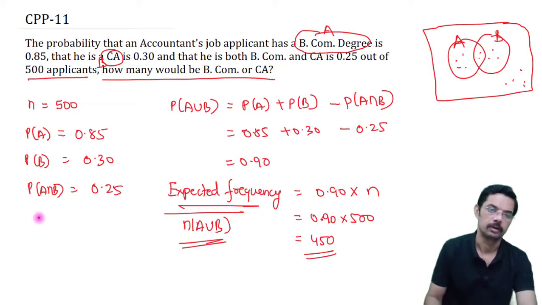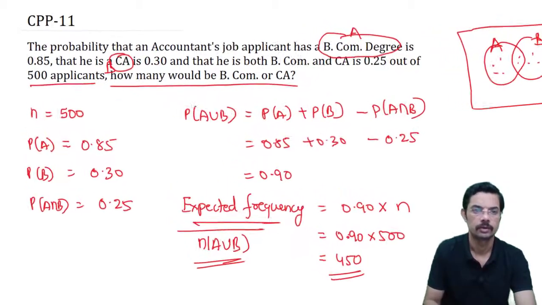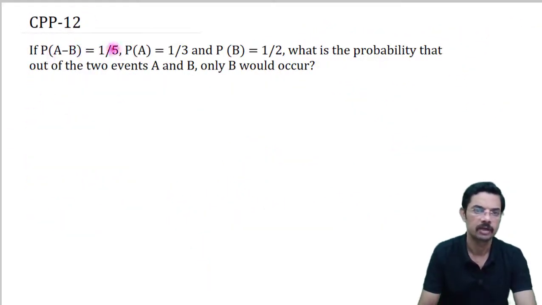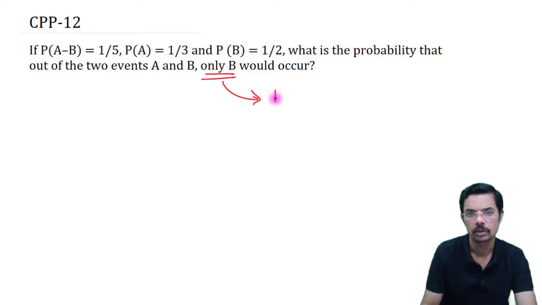Is that clear? Fine. Let us move on to the next question, question number 12. Question number 12 is, if P of A minus B is given to you as 1 by 5 and P of A is also given and P of B is also given, what is the probability of the two events? Probability that out of the two events A and B, only B will occur. What is the probability that only B would occur? Only B means it is P of B minus A. Only B means it is equal to probability of B minus A. That we are talking about only two events, A and B.